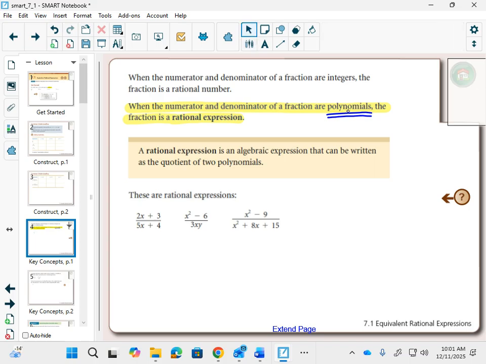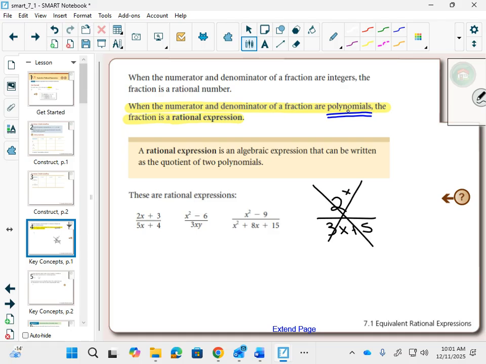What is a polynomial? A polynomial is anything that has x's and powers. But there's no square roots, no x's in exponents, no trigonometry. This one on the top is not a polynomial. A single number would be, so this is a rational expression.